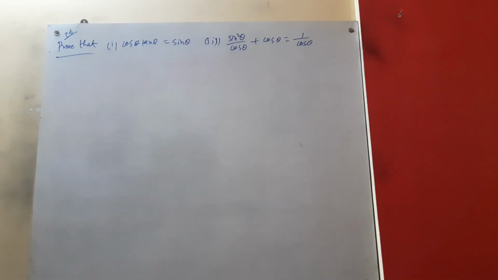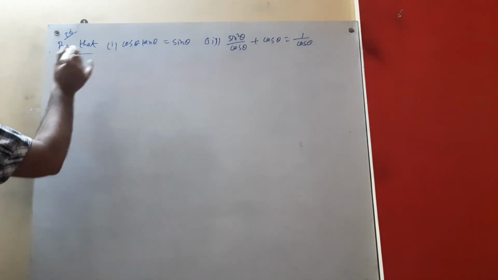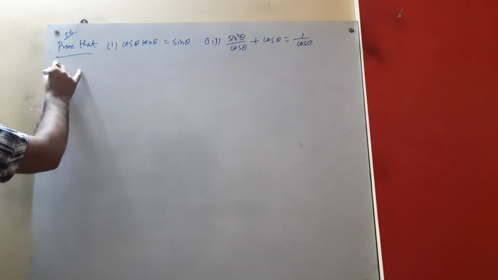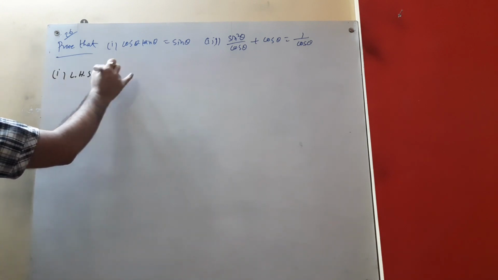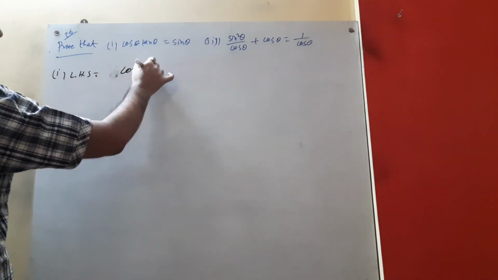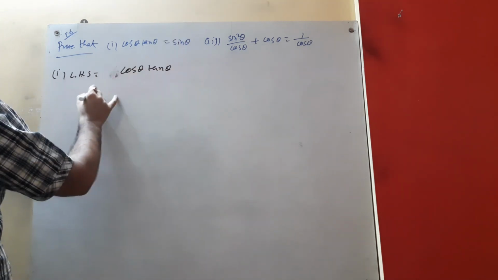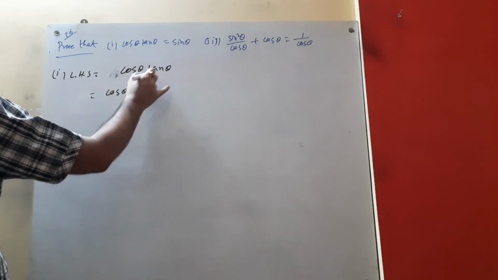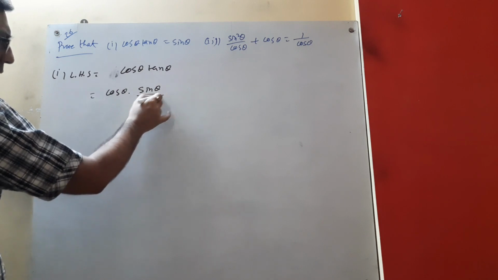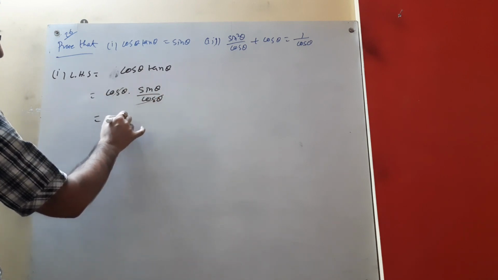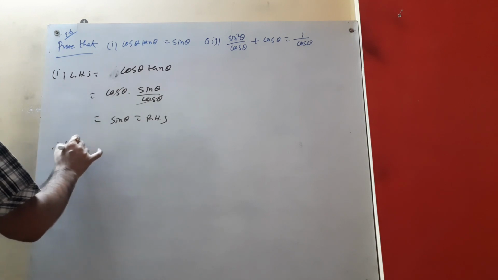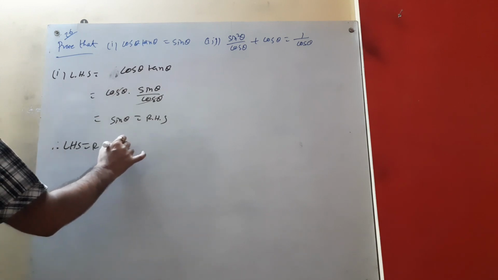Look, these two sums we have to prove. First one, question number 26, MLR1, number 1, LHS. We have to prove what? Cos theta into tan theta equals sin theta. Look, what is cos theta? Cos theta I am writing, but tan theta can be written as sin theta by cos theta, isn't it? Right? Cos theta cancels, sin theta. That is equal to RHS. Therefore, we can write LHS equals RHS. Proved.